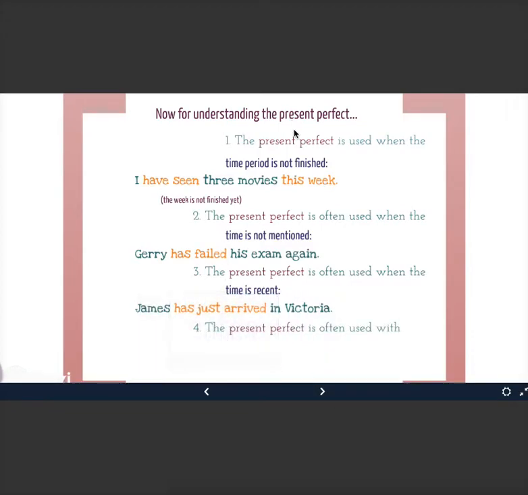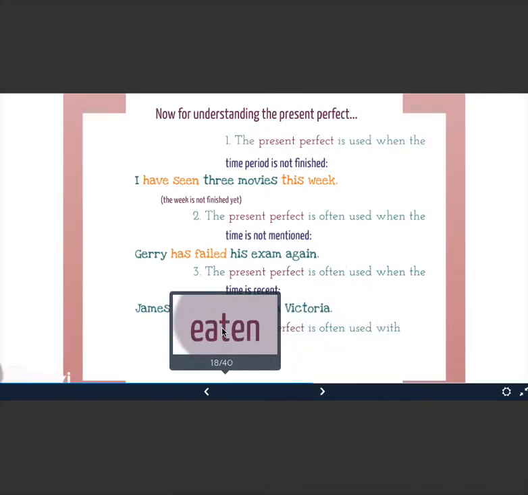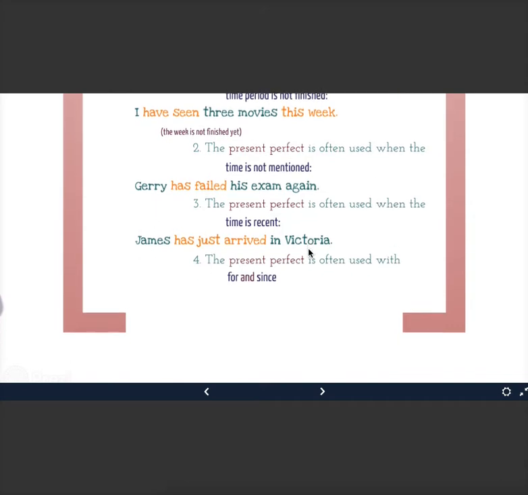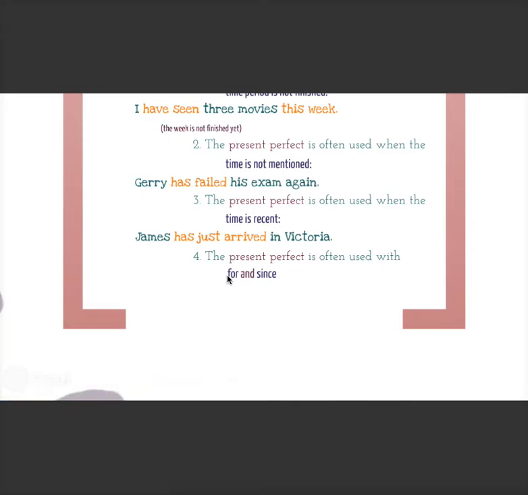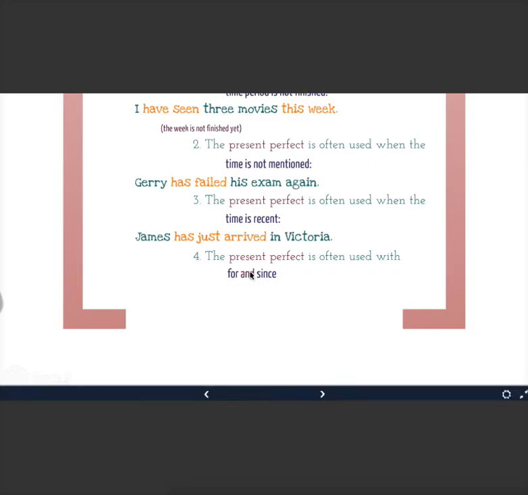And number 4. The present perfect is often used with for and since. When you have for and since, can you please let me know what is the meaning of for? Para. Desde. No. In this case, it's desde. Okay. Like for is not desde because desde is since. But for is like por.